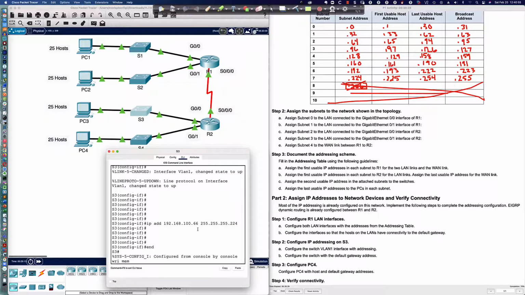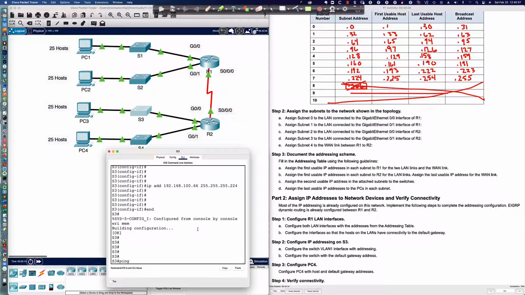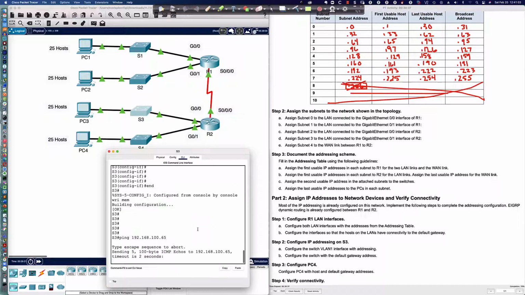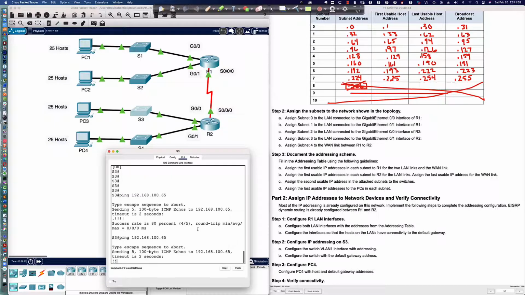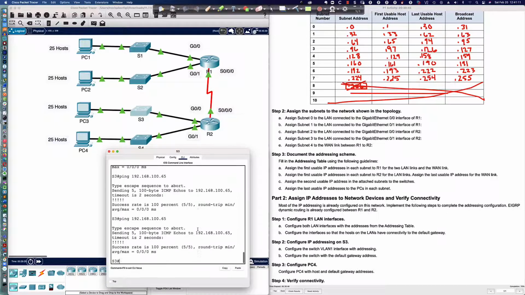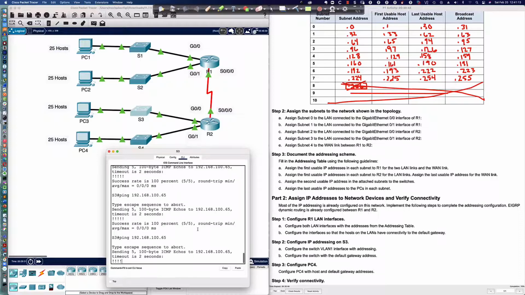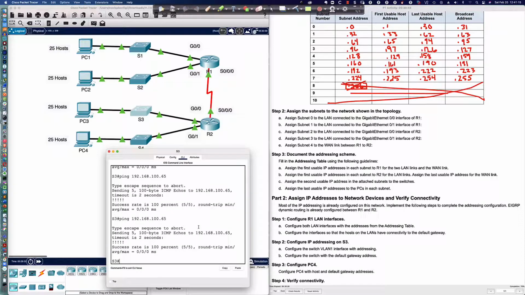Let me save the config here and let's test it. Let's see. Can I ping the router interface? 192.168.100.65, which is the first usable in that, and lo and behold, it is configured. Take a look at that. All right, so reading ahead in the activity is definitely a plus here.